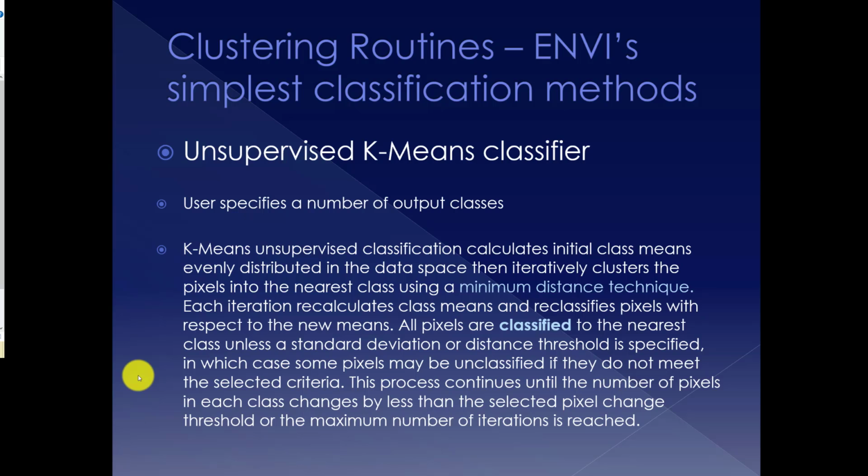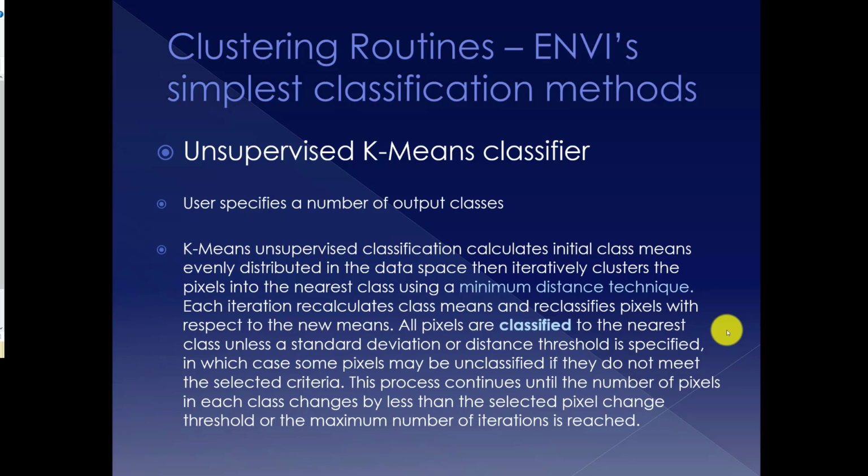With unsupervised k-means classifier, it calculates initial class means that are evenly distributed in data space, and it iteratively clusters them using a minimum distance technique, saying we have a center of these pixels, and we're going to include all pixels within a minimum distance of that pixel center. I think I just said maximum. I apologize. It's minimum. And it classifies means and reclassifies the pixels with respect to new means.